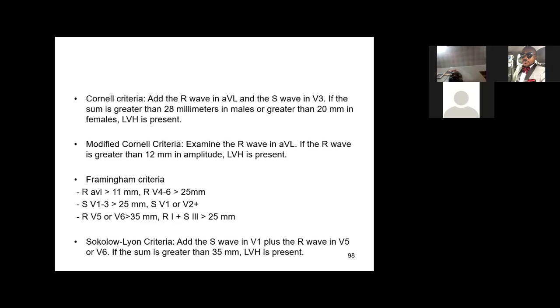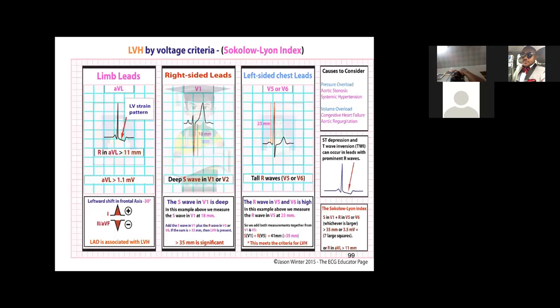Then the Sokolow-Lyon criteria: the S wave in V1 plus the R wave in V5 or V6. If the sum is greater than 35 millimeters, left ventricular hypertrophy is present. Once again, add the S wave in V1 and the R wave in V5 or V6. If the sum is greater than 35 millimeters, left ventricular hypertrophy is present. That's the diagrammatic representation of the Sokolow-Lyon criteria.